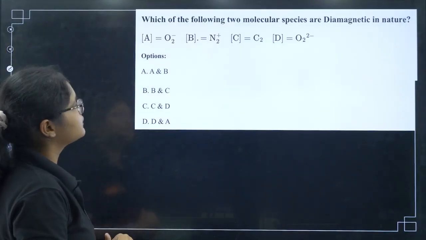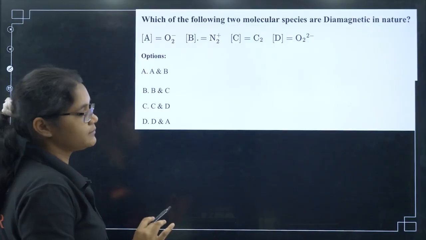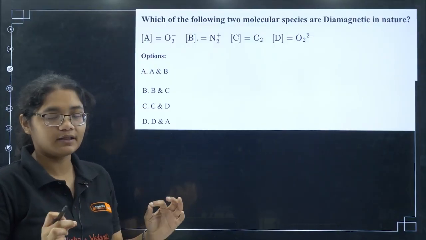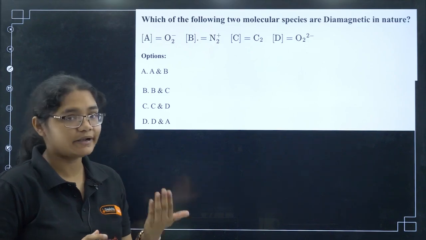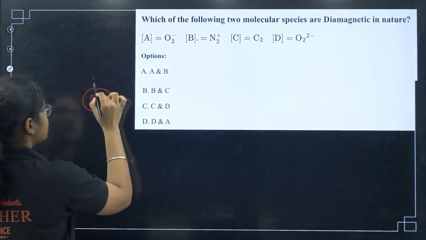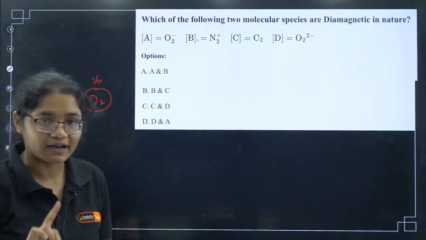Next, the diamagnetic in nature. Always remember, if the total number of electrons is an even number, then it will be diamagnetic. But there is an exception here for O2. O2 has a total of 16 electrons, but it is paramagnetic.